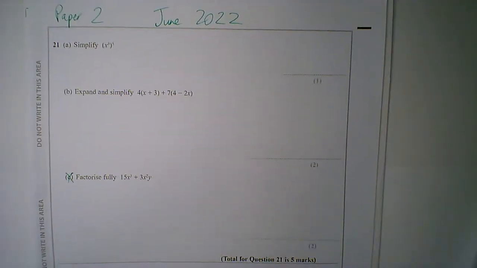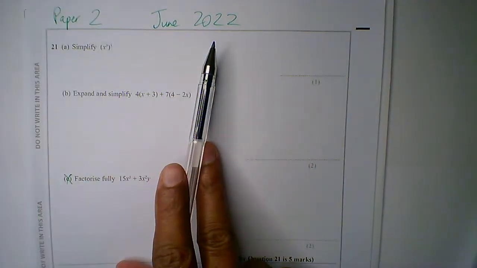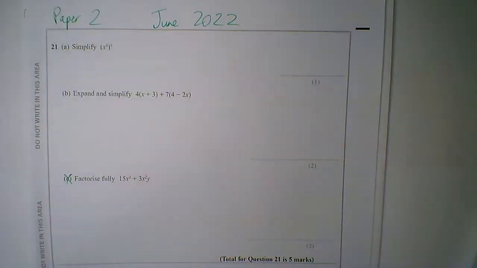Okay, here, this is the next question. From paper 2, June 2022. Press pause and have a go. When you're ready, press play for the answer.